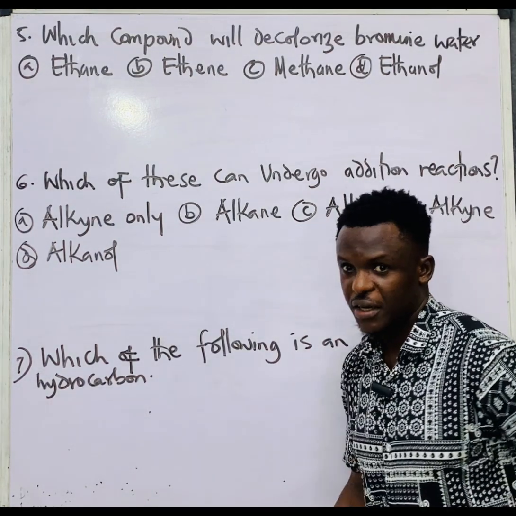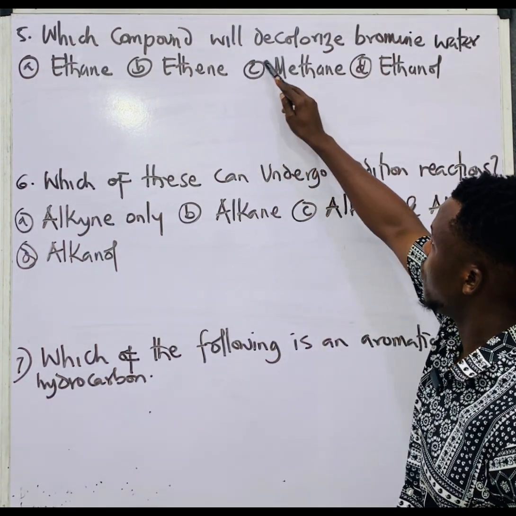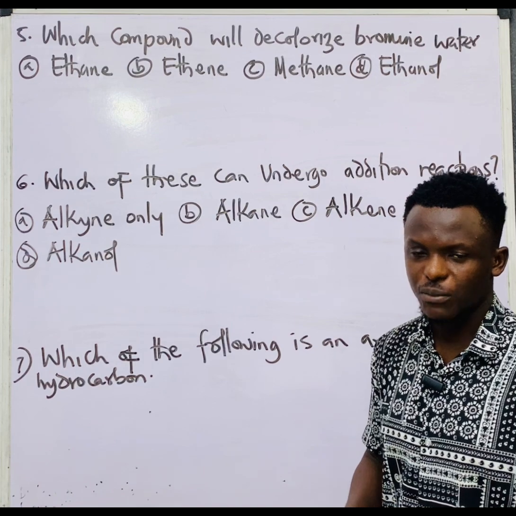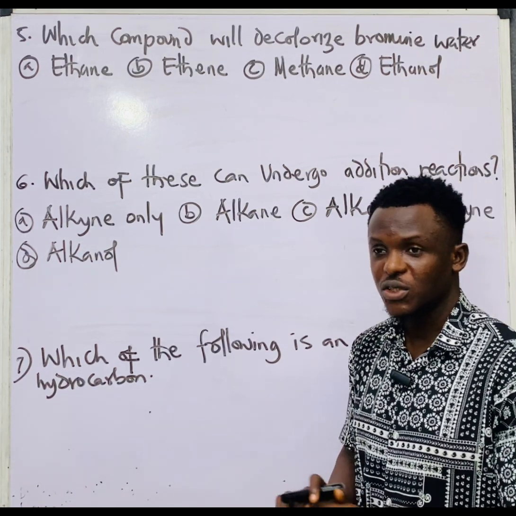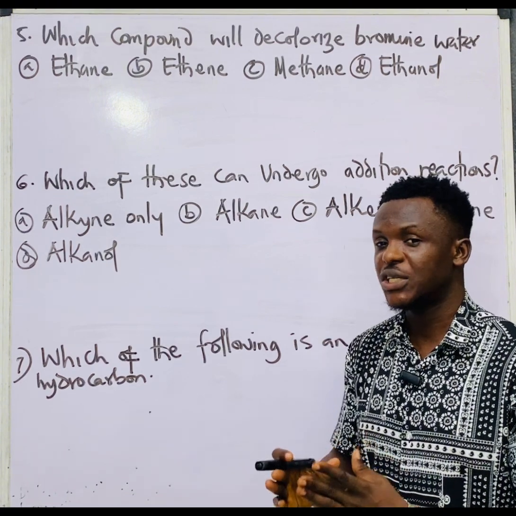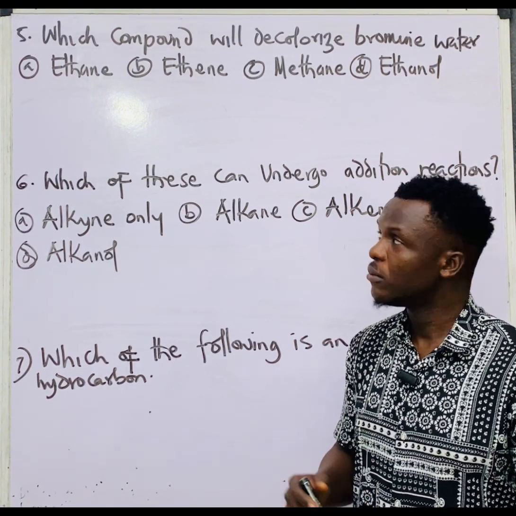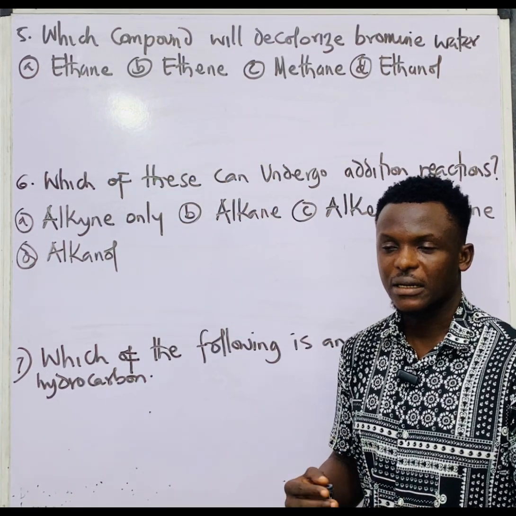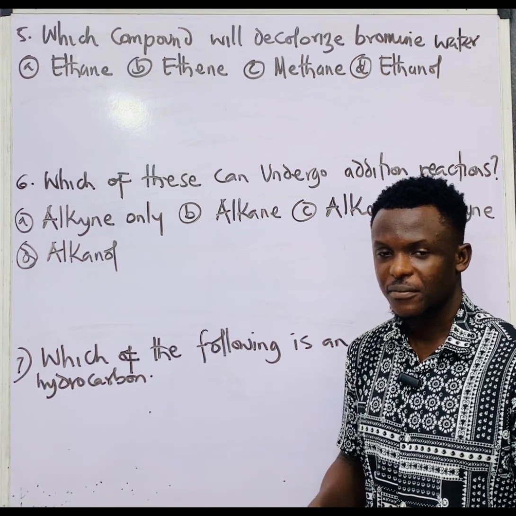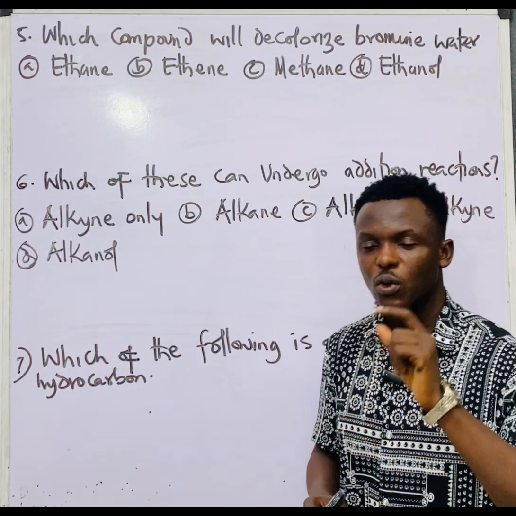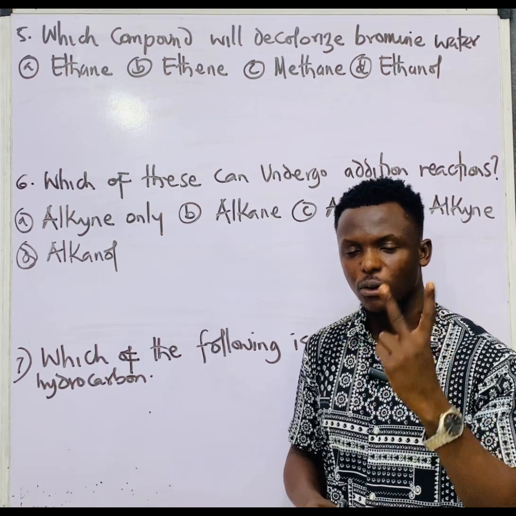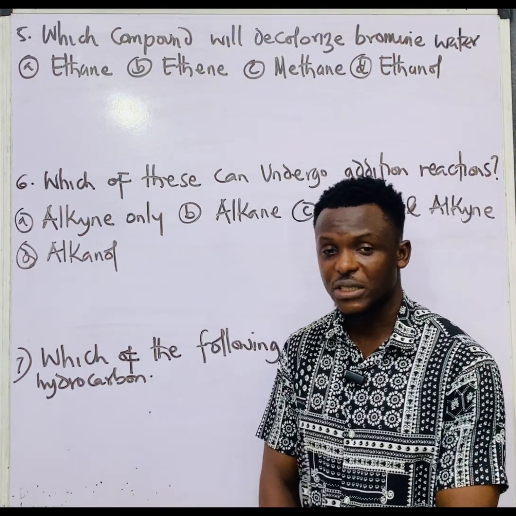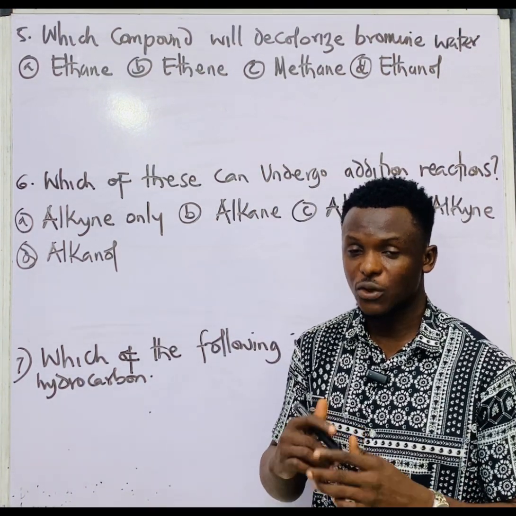Okay, we have the next question here. They say, which of the following compounds will decolorize bromine water? First thing first, you need to understand that bromine water is reddish brown, right? So they are asking us which of these, when it comes in contact with bromine water, the reddish brown will change to colorless. Now, it is important for us to know that it is only compounds that contain a double bond, unsaturated compounds, that will decolorize bromine water.